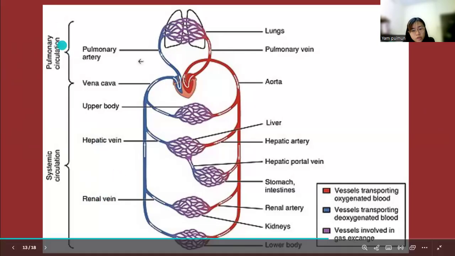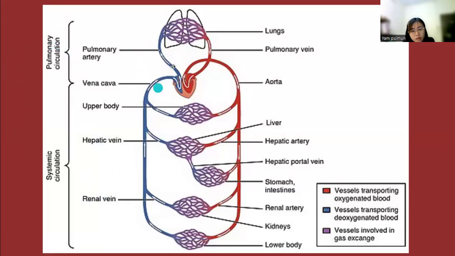The pulmonary circulation brings the blood from the heart to the lung, and because of the oxygen diffusion, it becomes oxygenated blood, and then it goes back to the heart and on to the other parts of our body. And systemic circulation means the blood that comes out of the heart goes to the other parts of the body, and then it becomes deoxygenated blood and goes back to the heart.